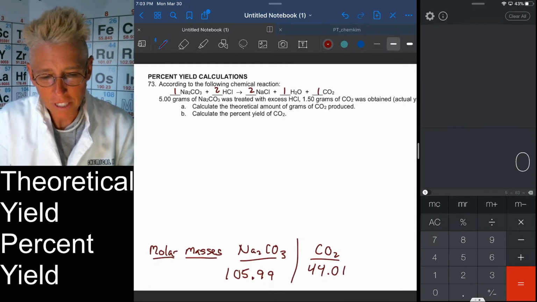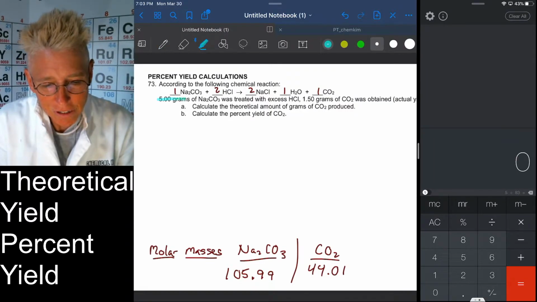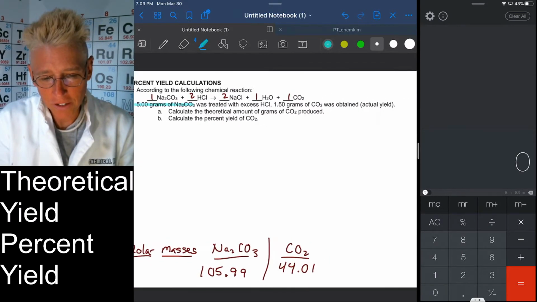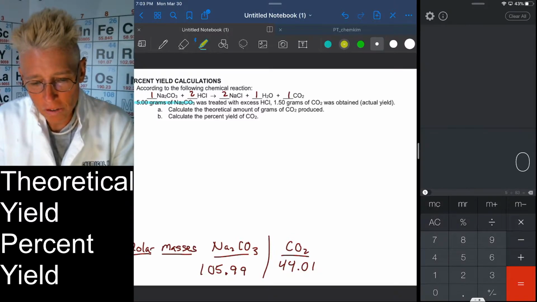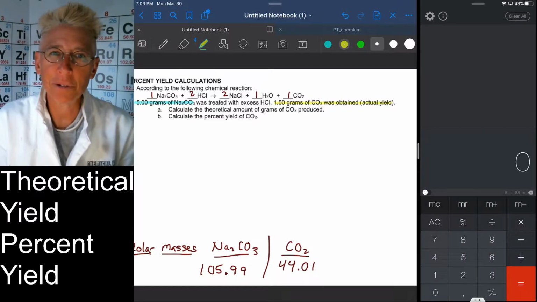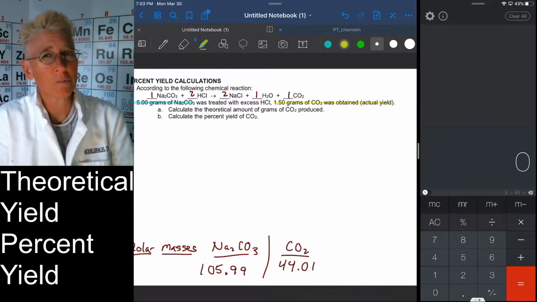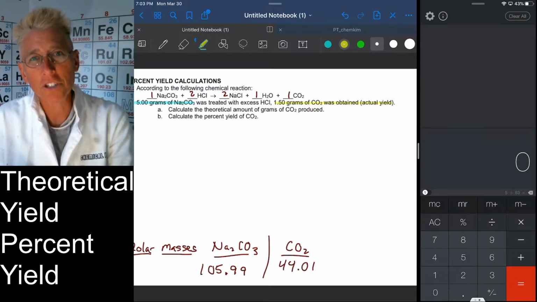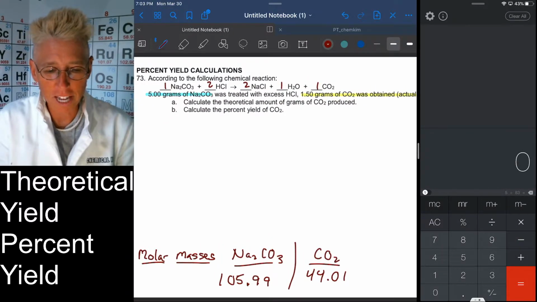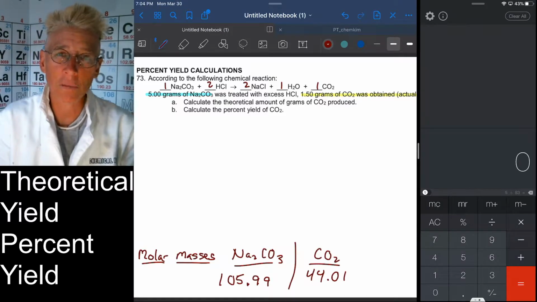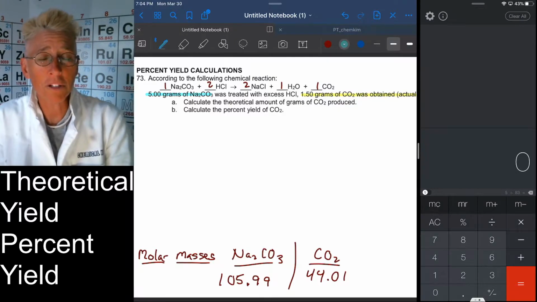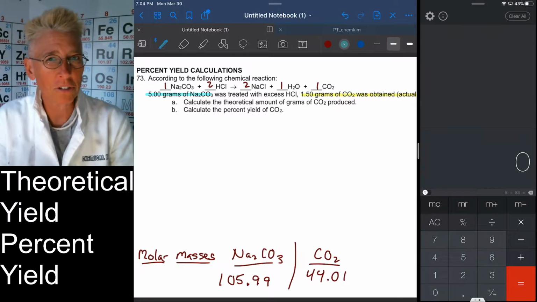So this question provides me 5.00 grams of my starting material, sodium carbonate. It also indicates that an experiment was done, and I know that because it shows this actual yield. The actual yield is not determined by calculation, it's determined by actually doing the experiment. So I'm going to use that number to tackle letter B. What I highlighted first is what I'll be using to tackle letter A, which is to calculate the theoretical amount. The theoretical amount is the amount you determine by doing a stoichiometric calculation.